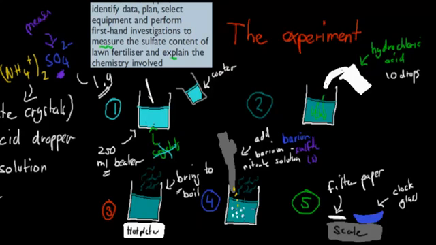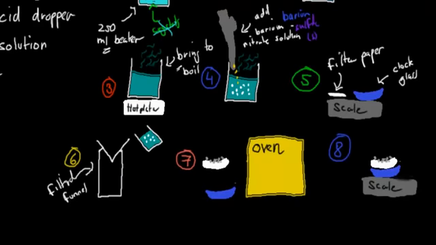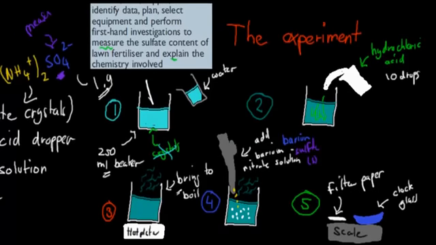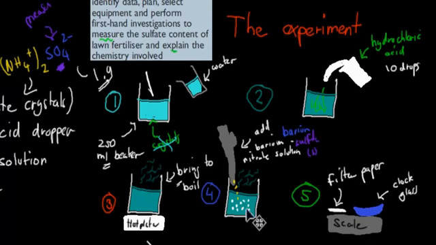Once you've been adding the barium nitrate, you're going to see this precipitate forming. Once you've added a couple of drops, you're going to bring it back to the boil. You're going to reheat it. And once it's back to boil, you're going to do the whole thing again. You're just going to add some more barium nitrate to make sure you get as much of that precipitation happening as possible.